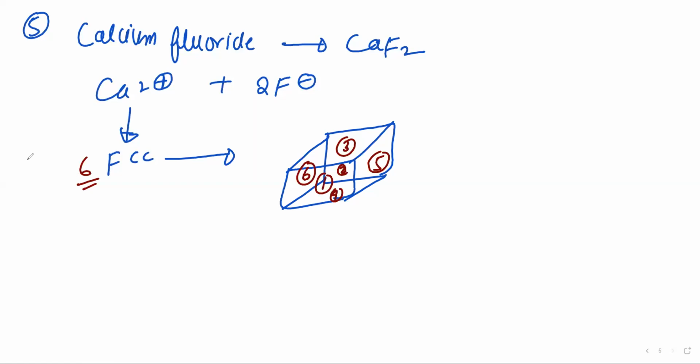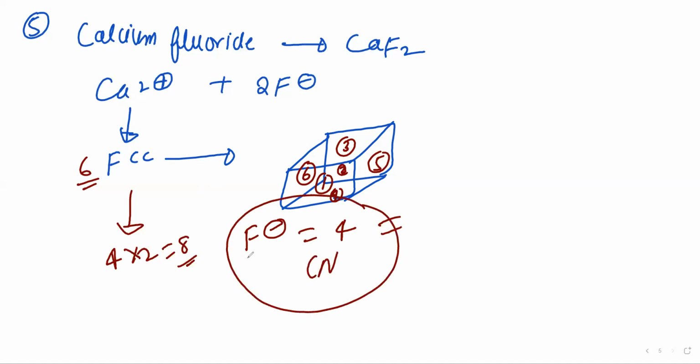Right, so Ca2 plus is surrounded by 4 F minus below it and 4 above it. So Ca2 plus has coordination number 8. 4 ions are there now. So 4, 2 plus, so it will be 4 into 2, so it will be 8. Right, and F minus will be 4. So this will be the value. So the coordination number of F minus is 4 and for Ca it is 8.